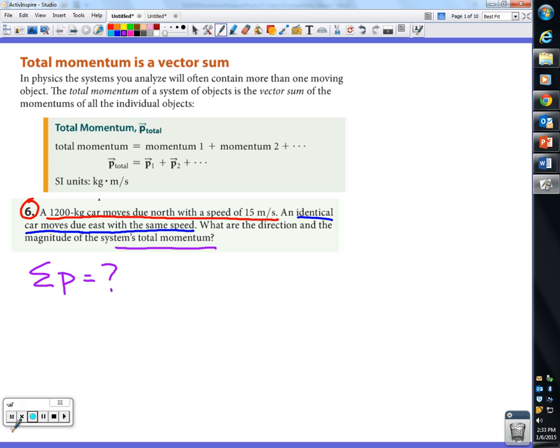System's total momentum means sigma p, right? Sigma being the summation function. And we talked about that: when we do the sum of that, mathematically, that's what we're doing. However, like I said, we spent a good amount of time yesterday talking about the idea that momentum is a vector quantity. So technically, we're not doing this. We're doing this. Right? Does that make sense?